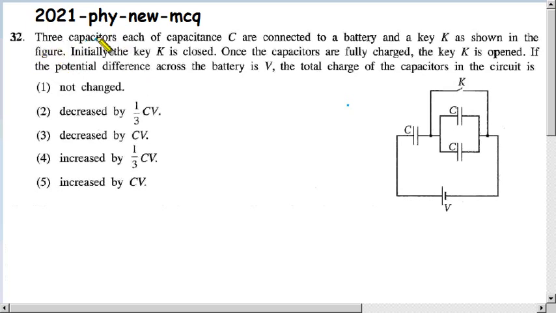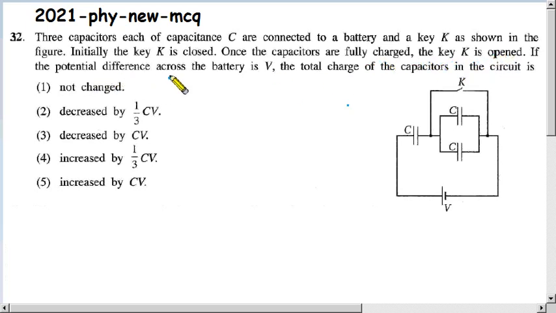Children, today I am going to discuss question number 32 from the MCQ part of the 2021 Physics New Syllabus paper. Three capacitors, each of capacitance capital C, are connected to a battery and a key K, as shown in the figure. Initially the key K is closed, like this. Once the capacitors are fully charged, the key K is opened.